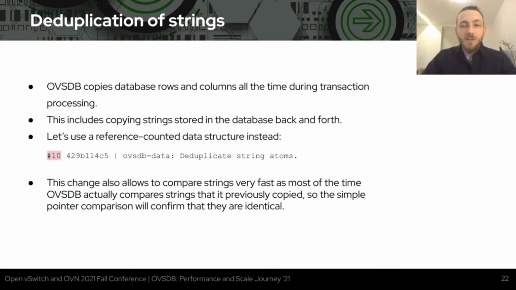The next big effort is deduplication of the strings in OVSDB objects. Databases usually have a significant amount of strings stored. Copying and storing all of this data is a significant performance issue. Patch number 10 introduces a reference counted structure for storing strings. This removes the need to copy big chunks of memory and also allows us to compare strings very fast, as most of the time we actually compare the strings to their copies.